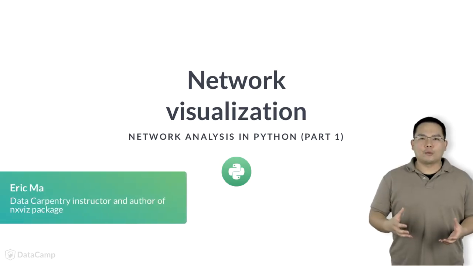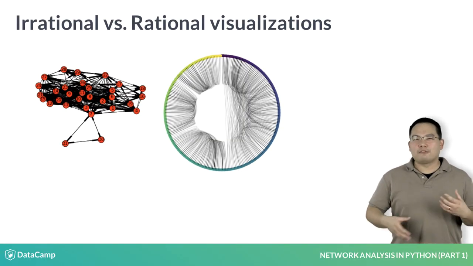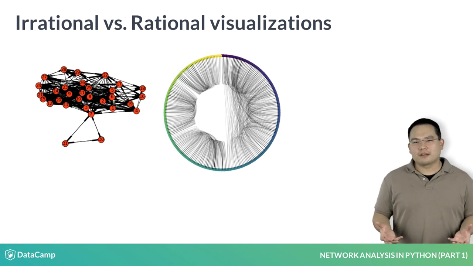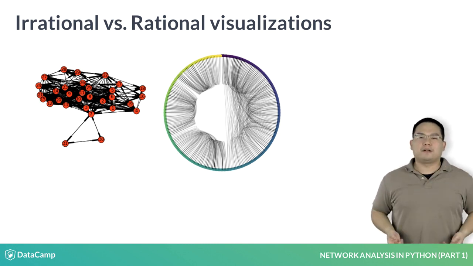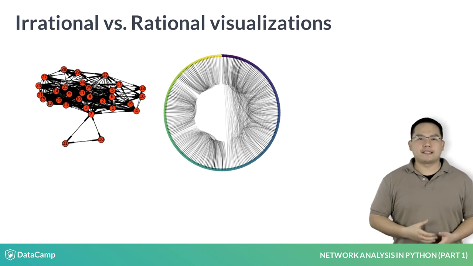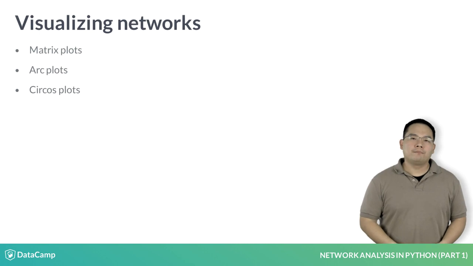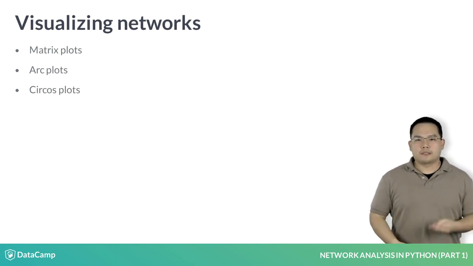You may have seen node link diagrams involving more than 100,000 nodes. They purport to show a visual representation of the network, but in reality just show a hairball. In this section, we're going to look at alternate ways of visualizing network data that are much more rational. I'm going to introduce you to 3 different types of network visualizations.